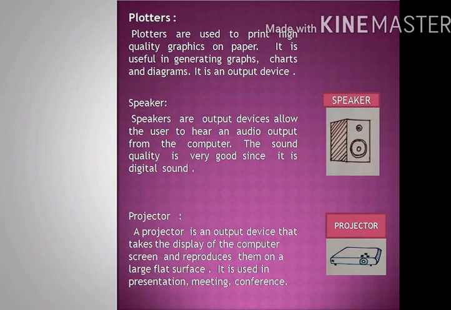What is plotters? Plotters are used to print high quality graphics on paper. It is useful in generating graphs, charts, and diagrams. It is an output device. Next is speakers. Speakers are output devices that allow the user to hear an audio output from the computer. The sound quality is very good since it is a digital sound.